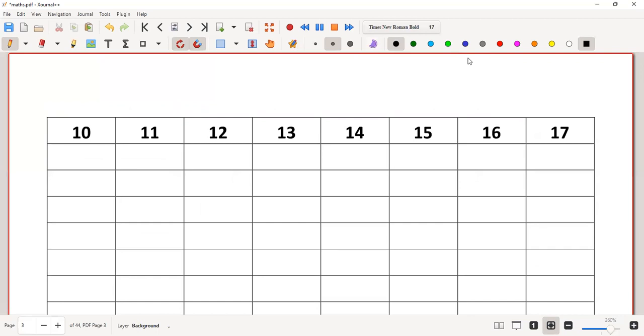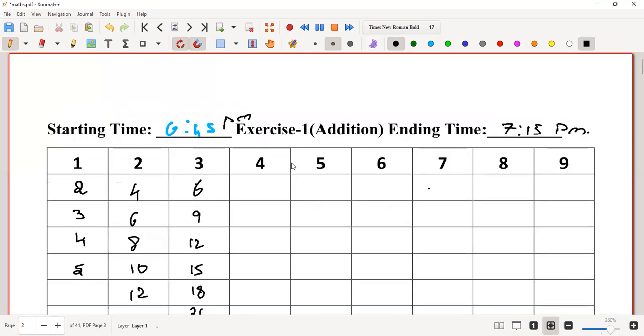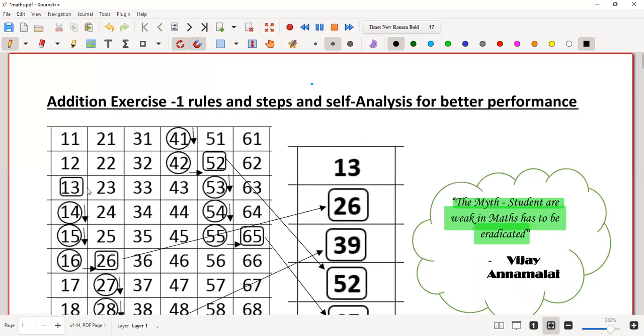Second page, what we have to do if I'm going to add 13. You already know how to add, already practiced on the first page. So first identify 13 like this. You have this board with you, keep this here. First, identify 13. 13 plus 3 is?